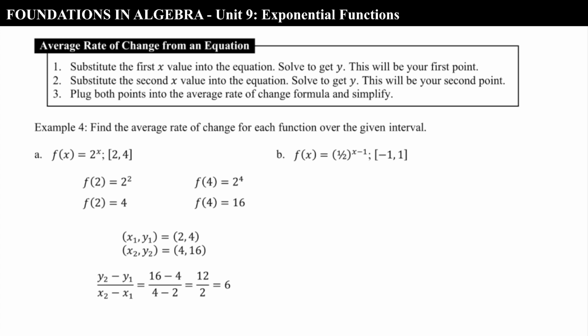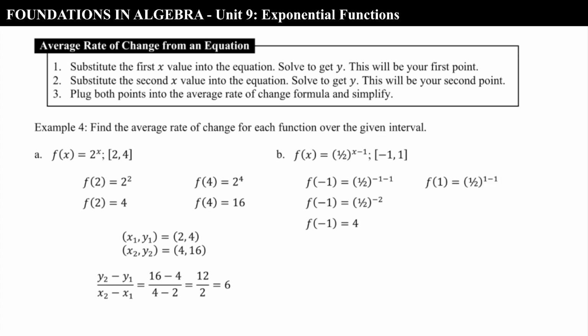For b, we are going to plug in -1 for x, and that gives us (1/2)^-2. You can put this in your calculator, and it'll give you what the value is, but what it will give you is 4, okay? Because (1/2)^-2 is the same as 2 to the second power. You flip your fraction to get your exponent to be positive. 2 squared is 4, okay?